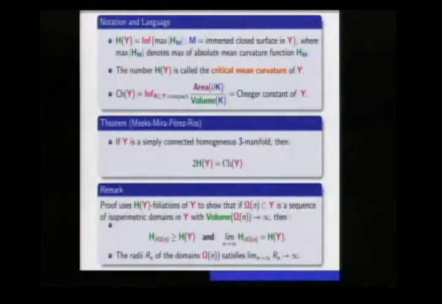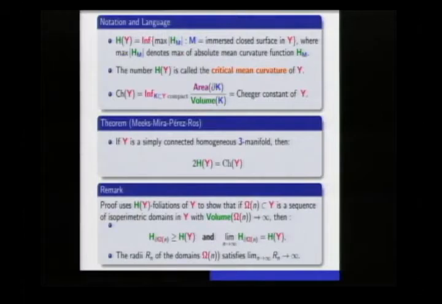So when you take the infimum of the numbers 1 over r as r goes to infinity, you also see that the critical mean curvature is 0. So it's easy to see this formula is true in R3, and it's also easy to see it's true in hyperbolic space. Okay, so like I said, one studies what are called these H foliations.